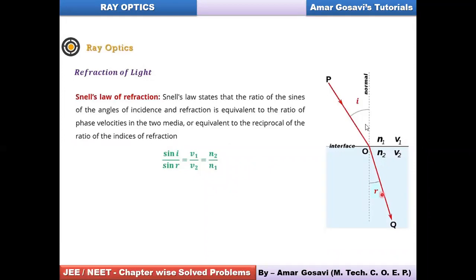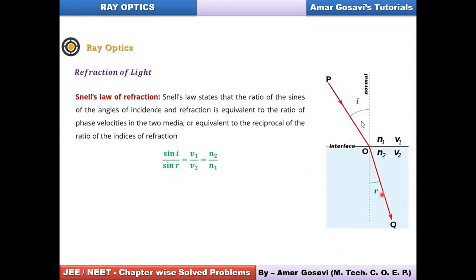So the diagram itself tells you the ray is moving from rarer to denser medium. Now N1, which is also denoted by mu at times, but here we are denoting it by N. So N1 stands for the refractive index of the first medium. N2 is the refractive index of the second medium. V1 stands for the speed of light in medium 1 and V2 stands for speed of light in medium 2.